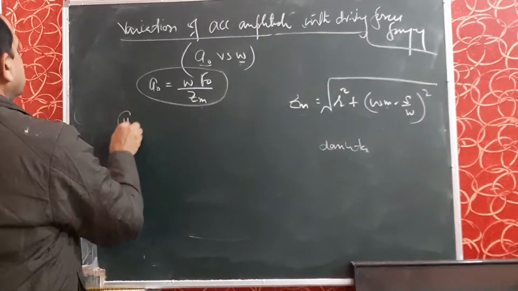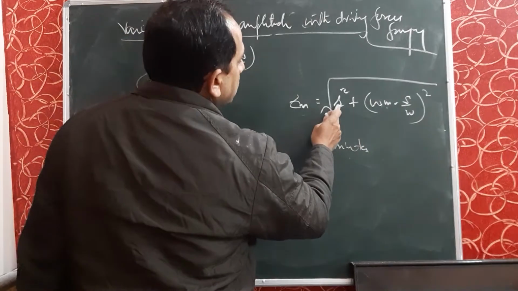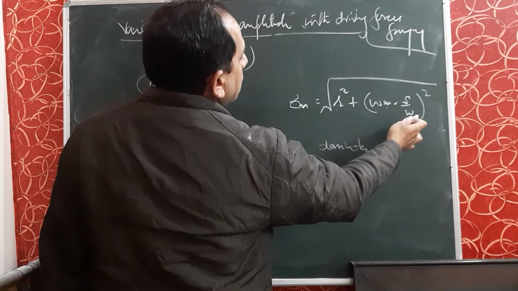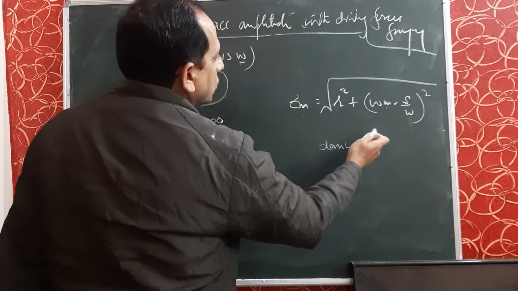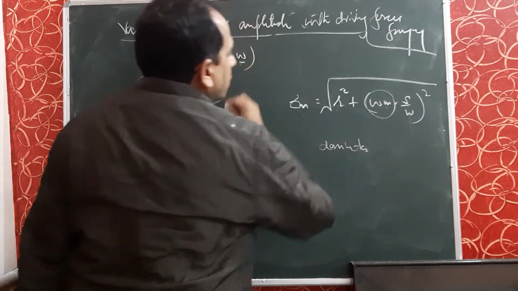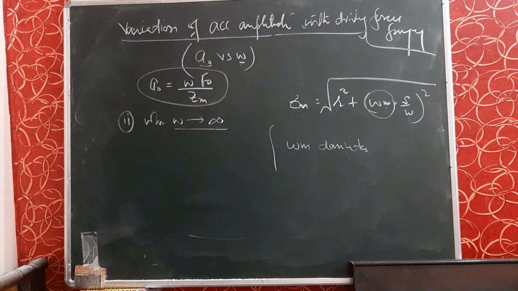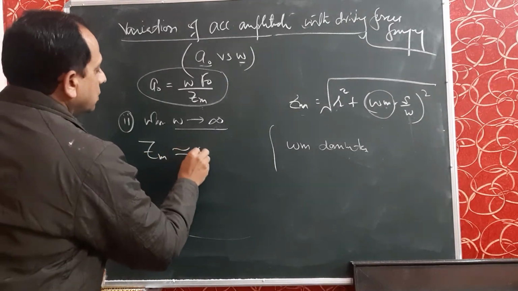And the second point, when omega tends to infinity. You know that when you put the value of omega as infinity in the equation of Zm, r square is a finite value, omega m is infinity, and s upon infinity is 0. So this term becomes 0, this is a finite term, and this term becomes infinite. Among the three terms, the second term will dominate. Omega m will dominate when omega tends to infinity. So we may write Zm approximately as omega into m.